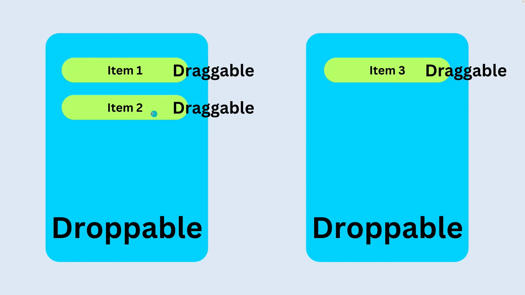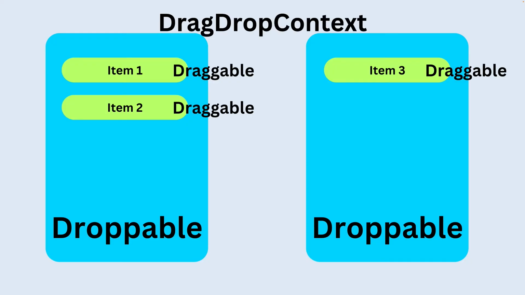So over here, we can grab this draggable element and drop it into this droppable component as well as this droppable component. However, if there's another component that is not droppable, then I can't take this draggable item and drop it in there. That is not something I can do. So I hope that makes sense.